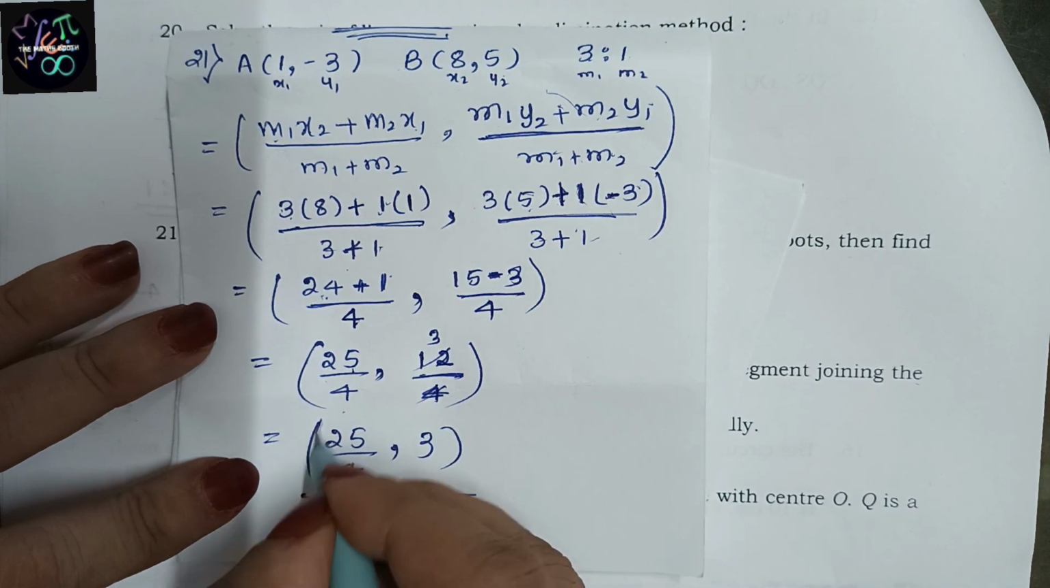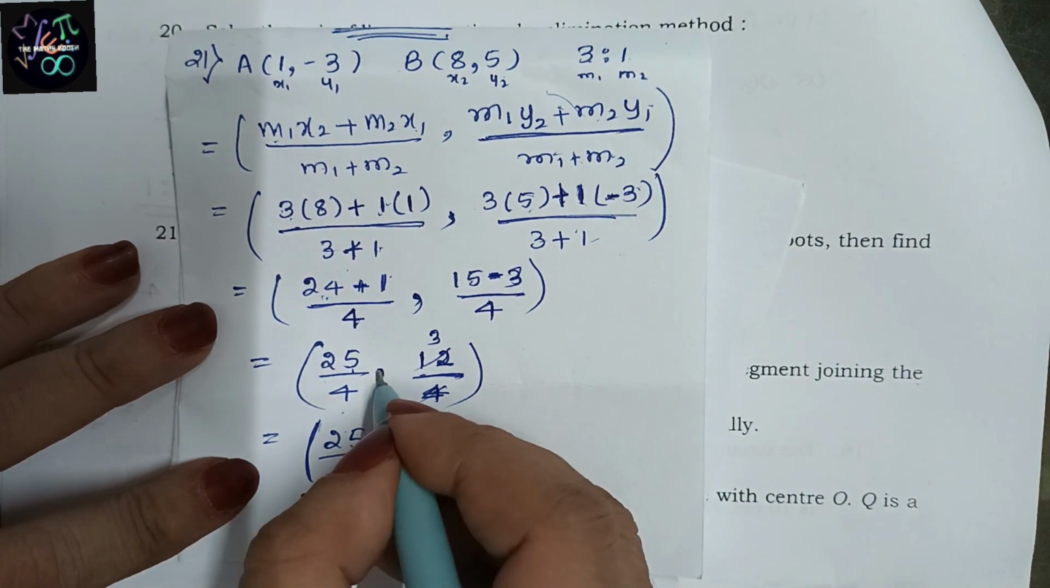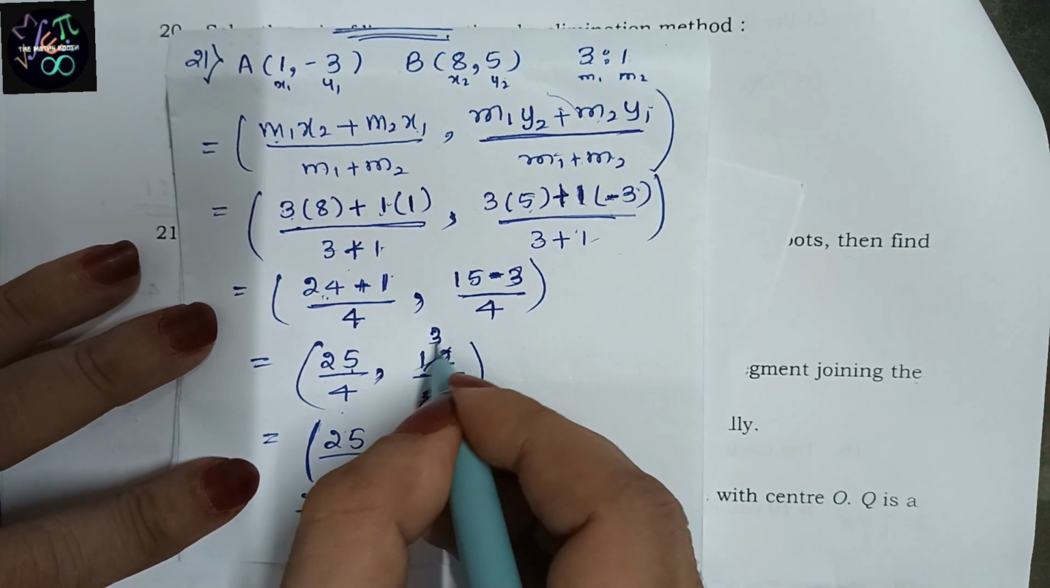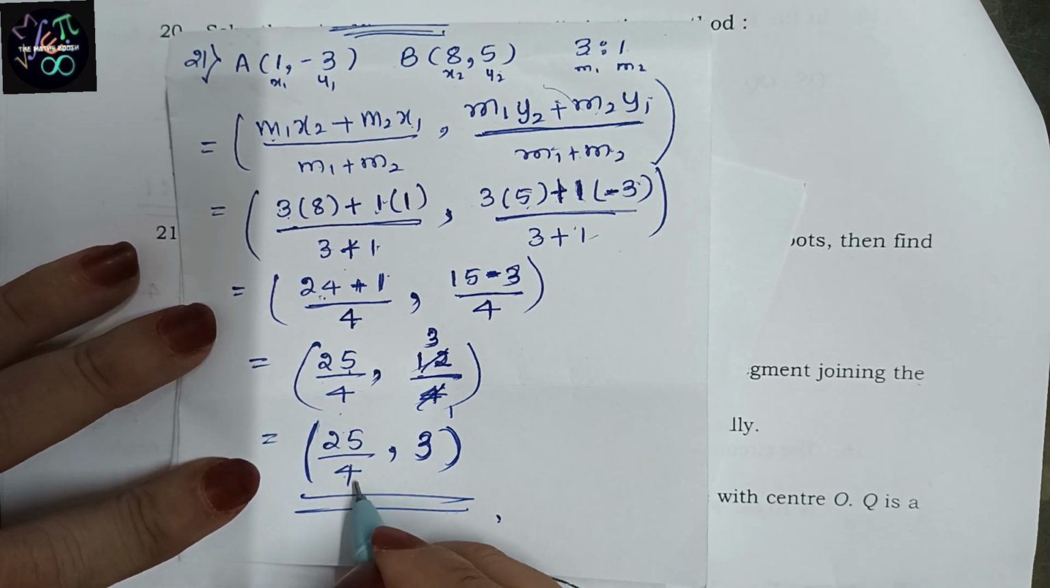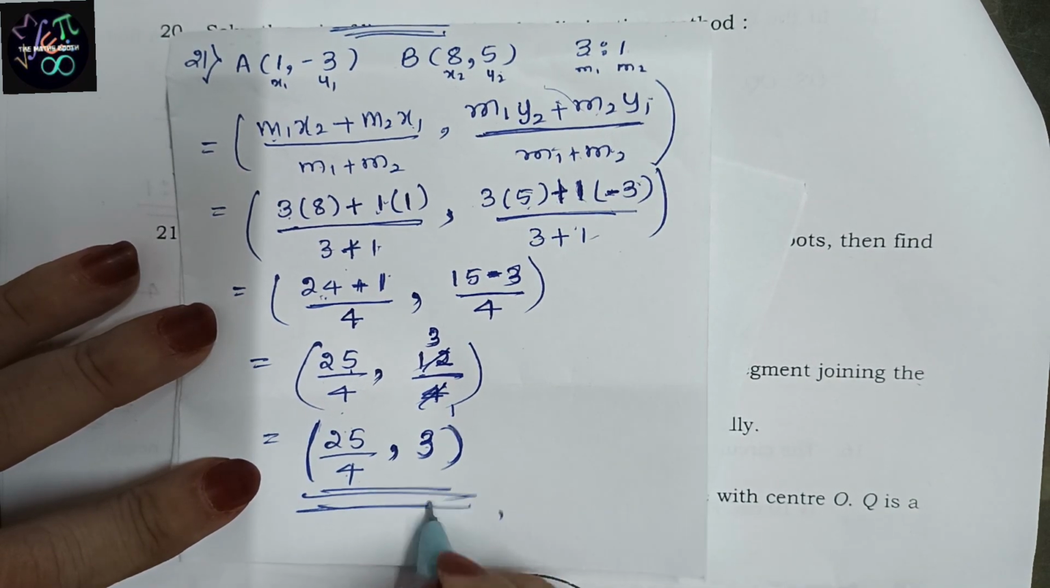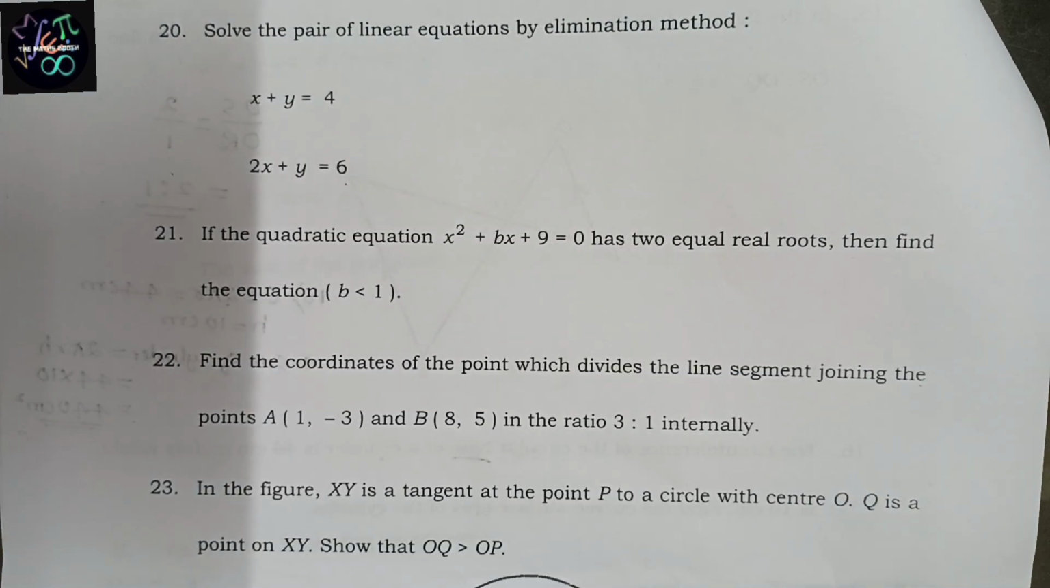25 by 4 we cannot divide, so 25 by 4 as it is. 4 1s are 4, 4 3s are 12, so 3. So the correct answer is 25 by 4, comma 3. So this completes question number 21.